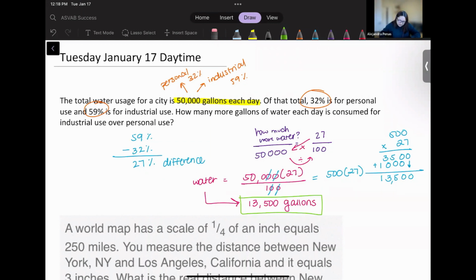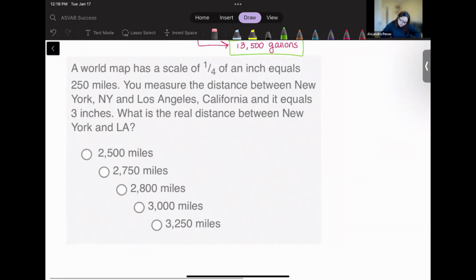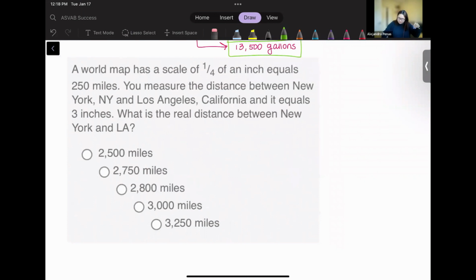Okay. The next question states, this one looks like it's going to be a rate problem maybe, or a ratio or proportion. They're all solved the same way. A world map has a scale of 1/4 of an inch equals 250 miles. So right there, they're giving you a rate. They're telling you 1/4 of an inch, that's 250 miles. You measure the distance between New York and Los Angeles, and it equals 3 inches. What is the real distance between New York and LA?